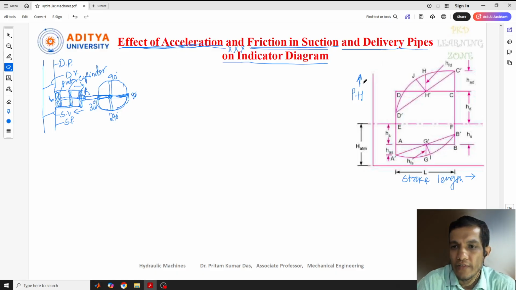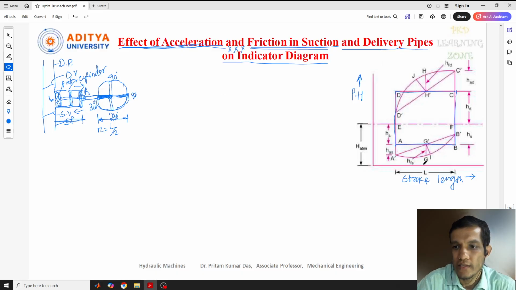Now, previously we discussed this, so here I'll show you the diagram. This is the ideal indicator diagram between the pressure head and the stroke length. Stroke length is nothing but the distance traveled by the piston inside the cylinder. So here, this is our stroke length, that is L. This part is R, and R equals L by 2, half the total length, as we know.